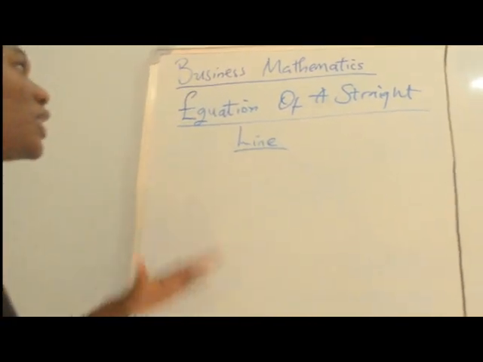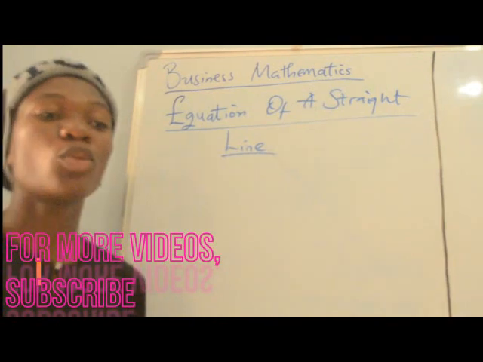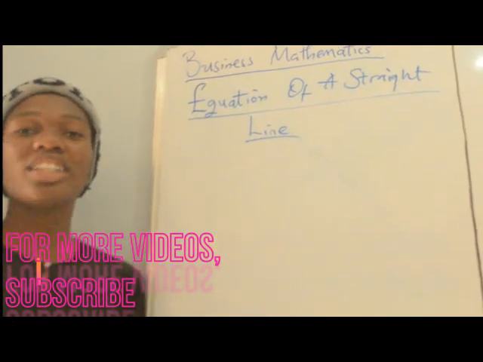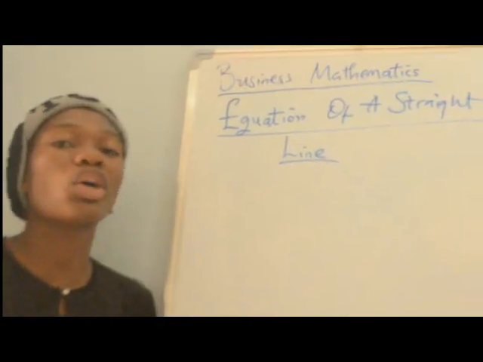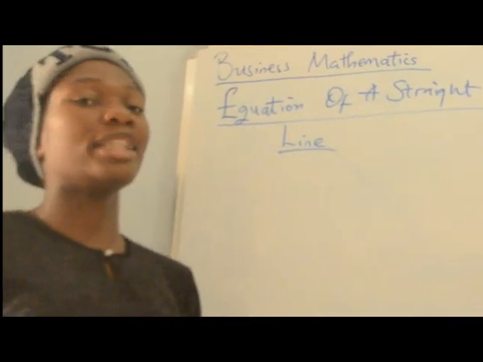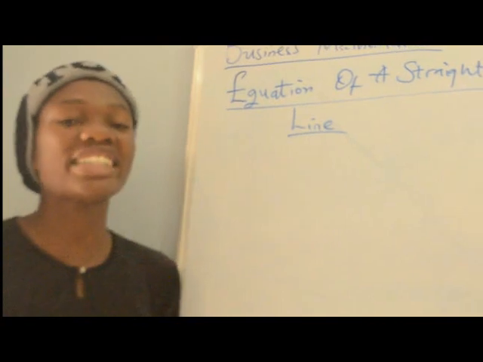Today we'll be looking at equation of a straight line. We want to see how we can get a straight line equation when given 2 points, or when we are given 1 point and a perpendicular line, and also when we are given a point and a parallel line.